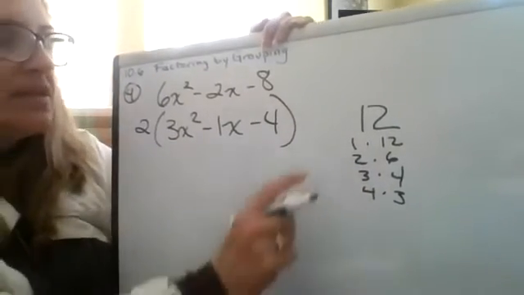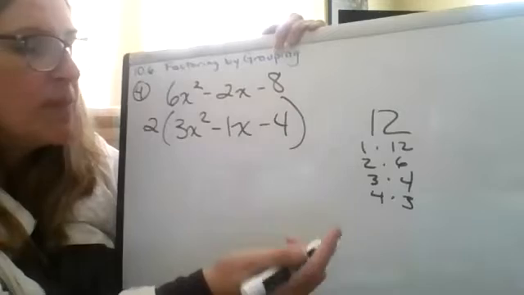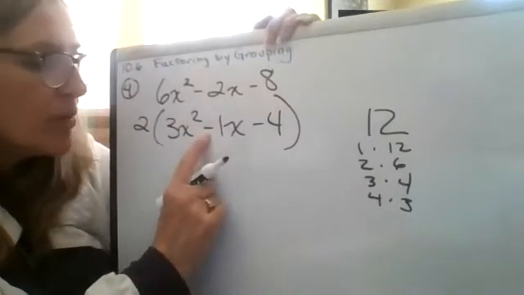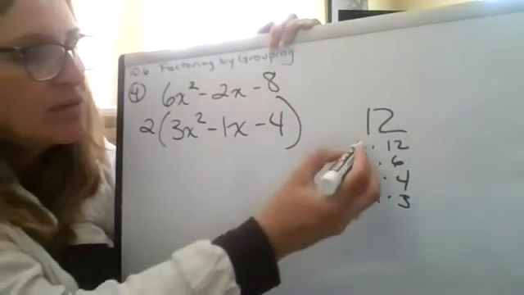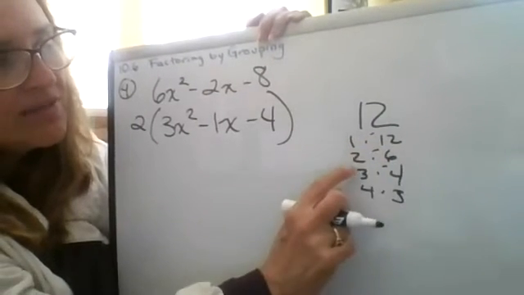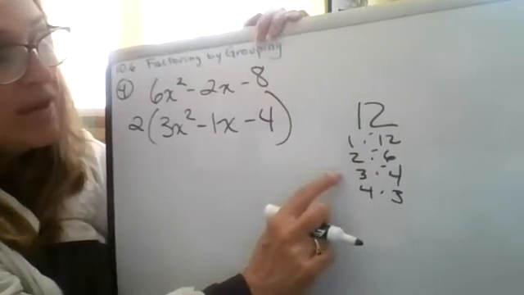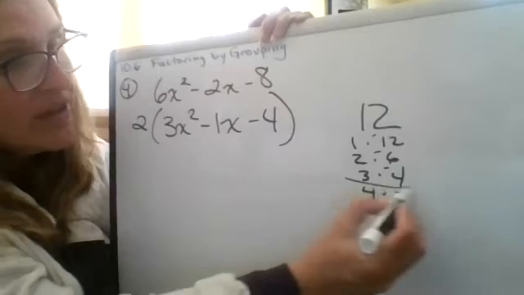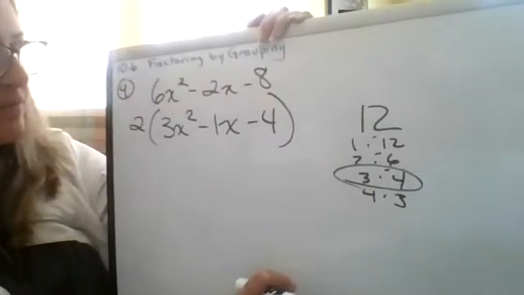But let's look at these. Since it's negative, one's positive and one's negative, the larger number has to be negative because of this. So let's just make the larger numbers negative. If I add these together, I get -11. If I add these together, I get -4. And if I add these together, I get -1. So this is the one that works.